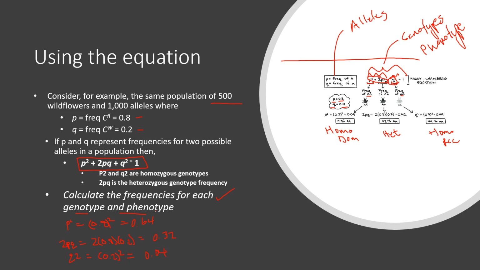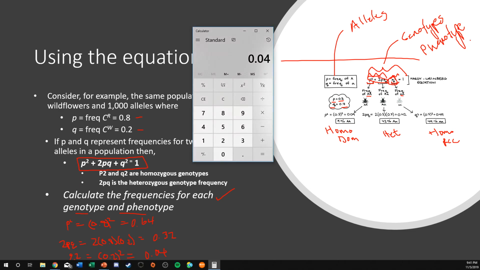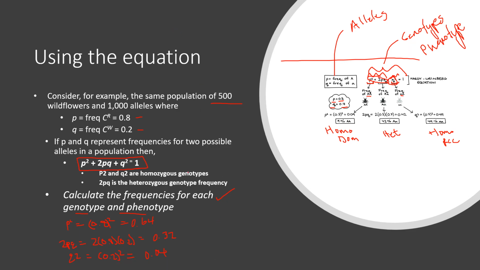Now, if we did this right, the sum of these should equal 1. So let's see if that's the case. Okay, so our first one is 0.64 plus 0.32 plus 0.04. Boom, we did that right. Okay, so you can kind of see how that works there.